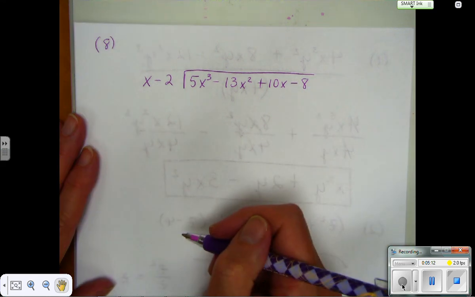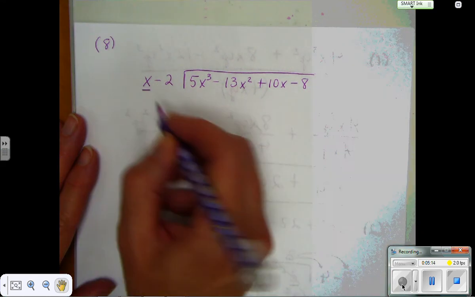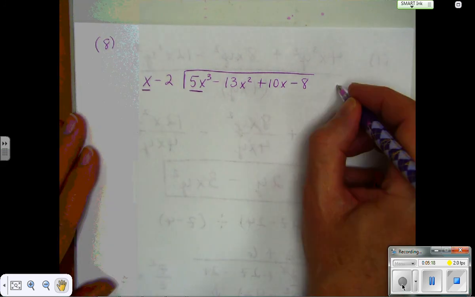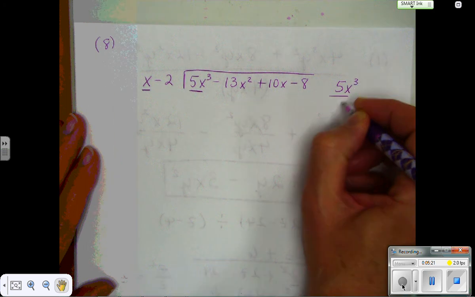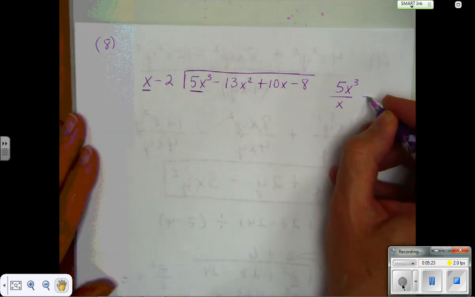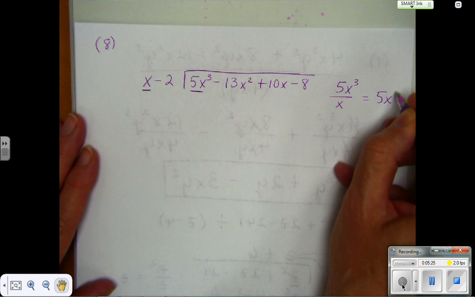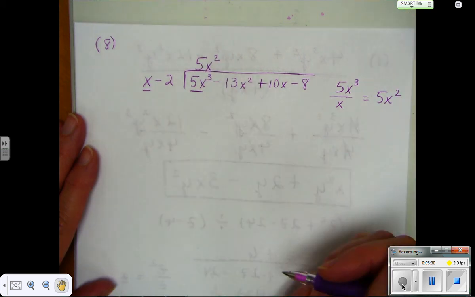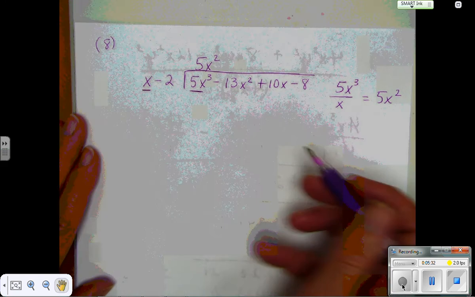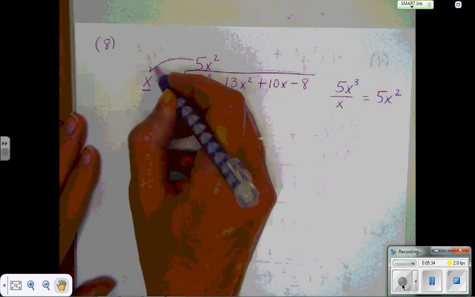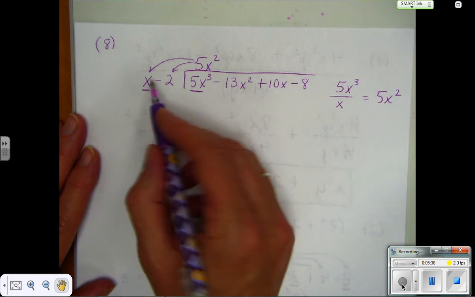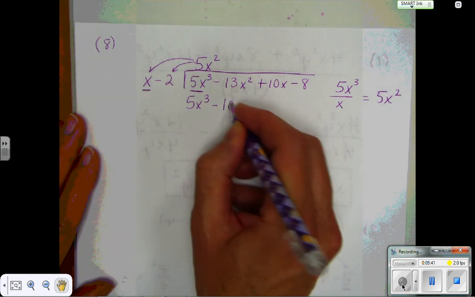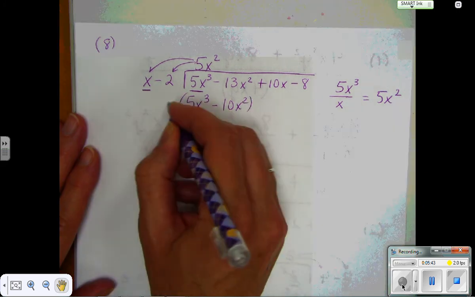Okay, so we're going to start out by taking the first term that you're dividing by, and divide it into the 5x to the 3. So I'm going to write that out to the side so you can see what it looks like as a fraction, and that would simplify to 5x squared. Okay, so 5x squared goes above that term, and I'm going to multiply that back through the binomial. So I'm going to have 5x to the third minus 10x squared, and I'm going to subtract that.